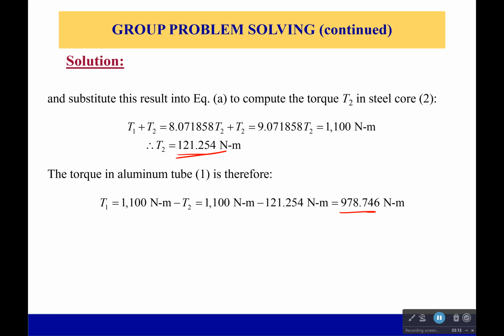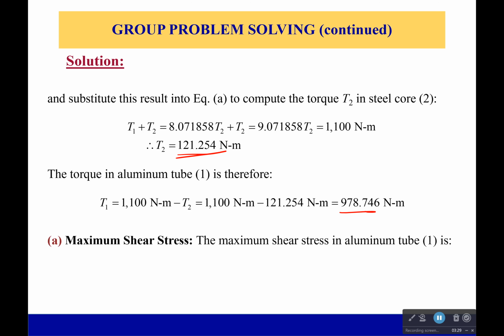Okay, so steps. We wrote down our equations. We realized we couldn't solve it because our equation of equilibrium didn't help us. We looked at the geometry to figure out how they're connected. We wrote down our torque-twist equations. We turned it into a compatibility equation, and then we kept on moving until we solved this. So now we can figure out the maximum shear stress.